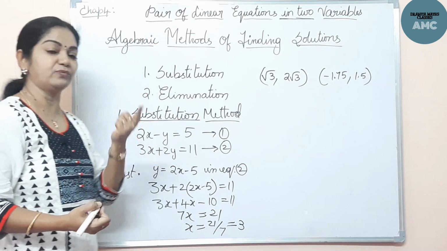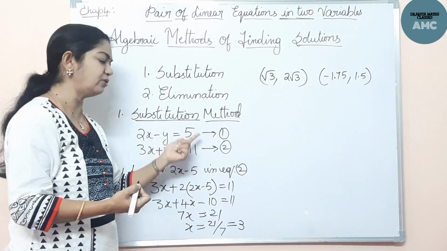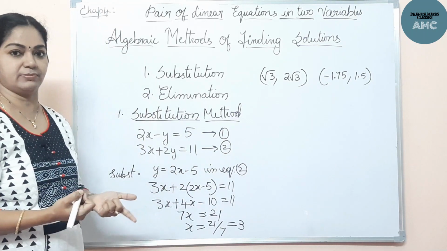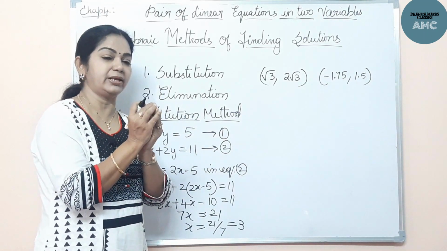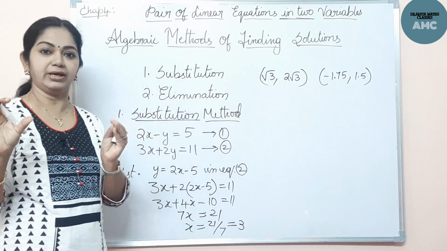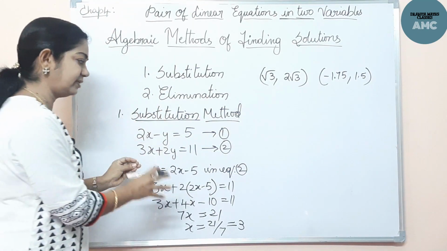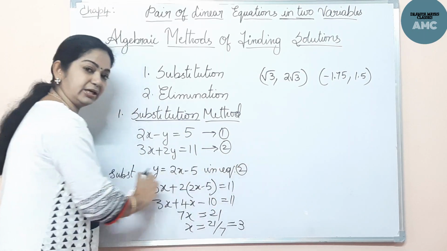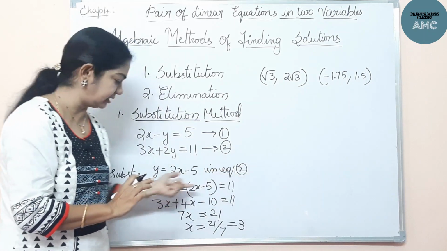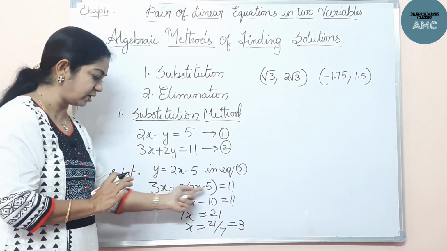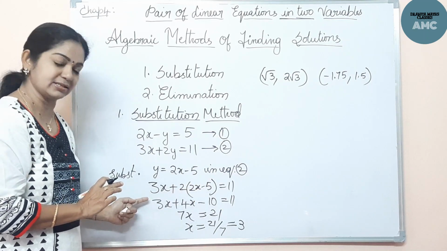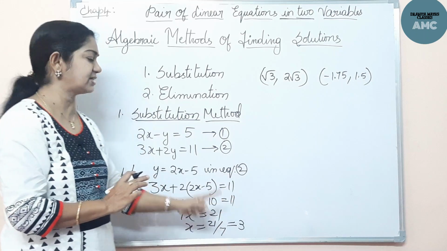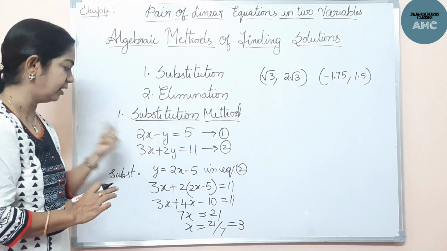Now you have got the value of one variable; if you substitute it in any one of the equations, you will get the y value. This is the substitution method. That means I am expressing one variable in terms of the other variable, and substituting it in the second equation so that we get an equation in only one variable. See here, after substituting y, I got the complete equation in x, so I got the x value. Then after getting the x value, we substitute it in any of the equations to get the y value.